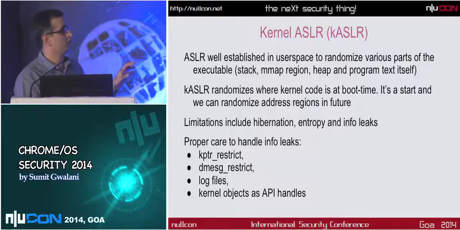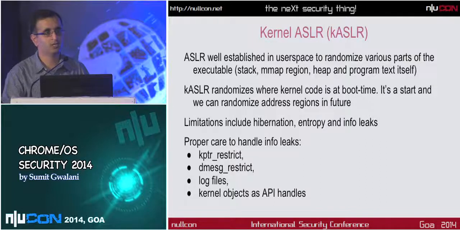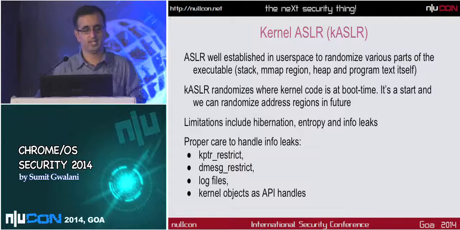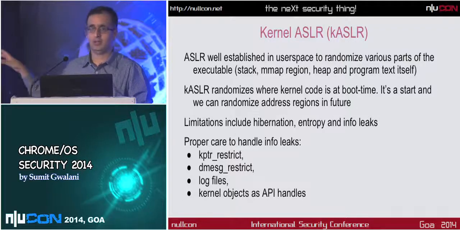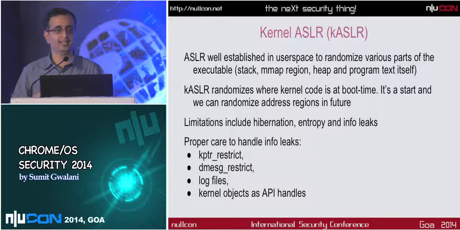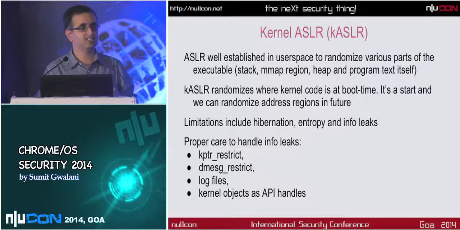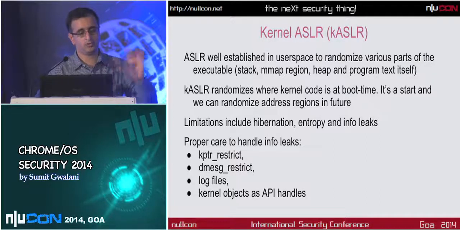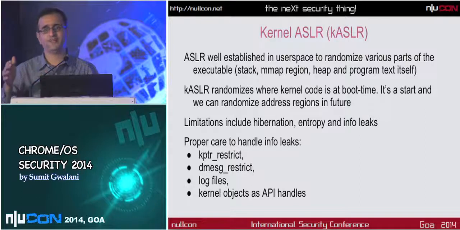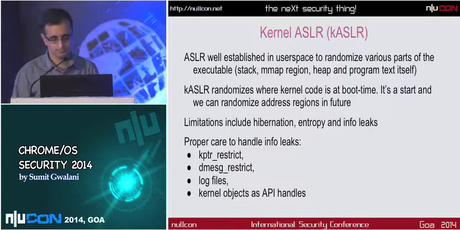But there are a few things we could do to make it useful, and that's what we're doing on Chrome OS, where we enable kernel pointer restrictions so that we are not leaking kernel pointers. dmesg is another place where addresses can get leaked, so use the dmesg_restrict setting to not leak addresses. Ensure your log files are not leaking addresses, and also ensure your kernel objects are not leaking. So avoiding address leaks becomes a very important thing to support the kernel ASLR work that we do.